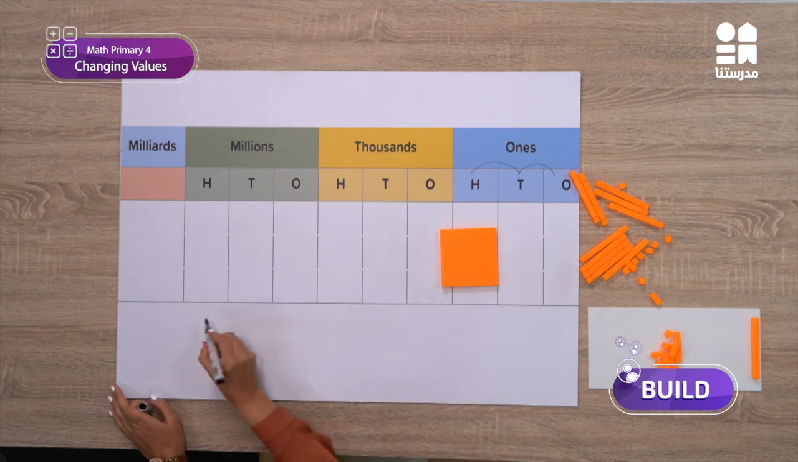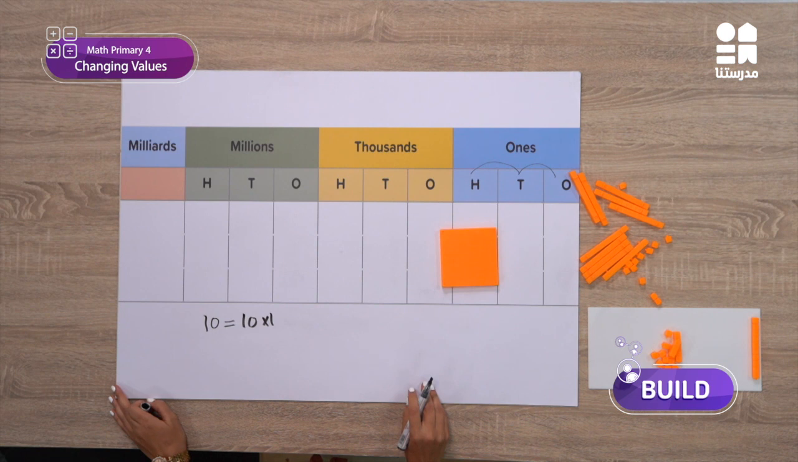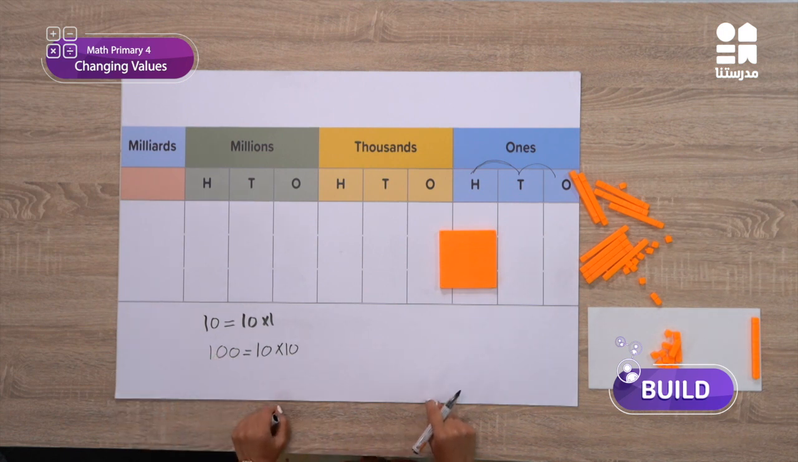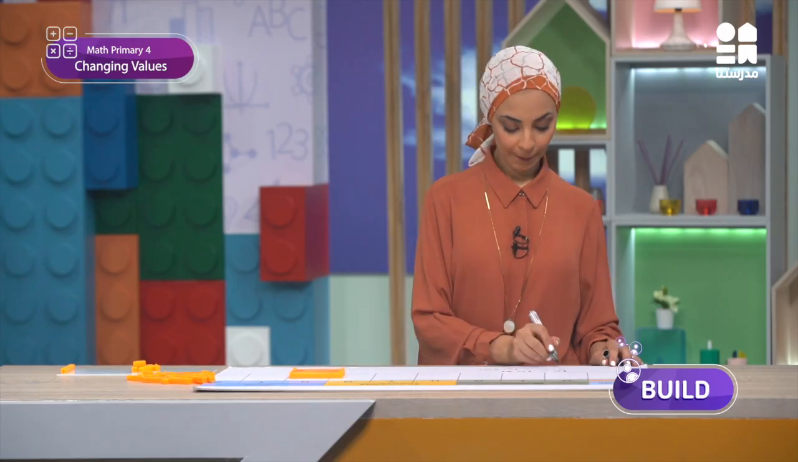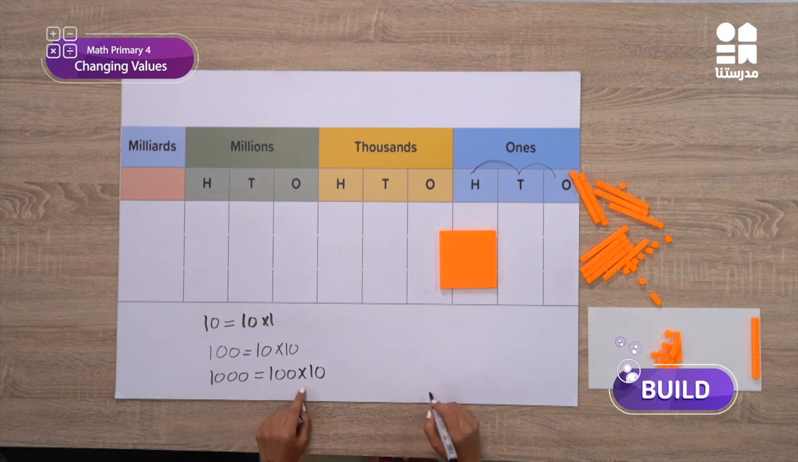What does that mean? It means 10 equals 10 times 1, right? So what about the 100? Look, 100 equals what? Yes, 10 times 10. That means 10 repeated 10 times gives me 100, right? What about the 1000? What does it mean that I have 1000? It means that 100 is repeated 10 times, or 10 times 100.